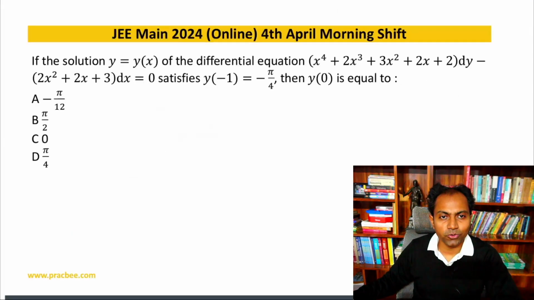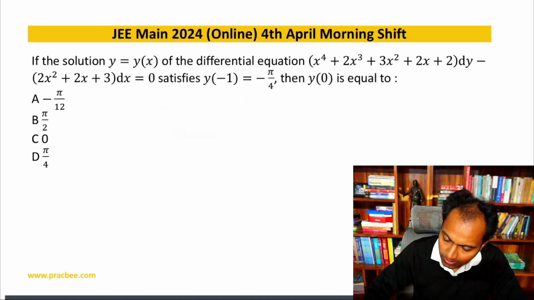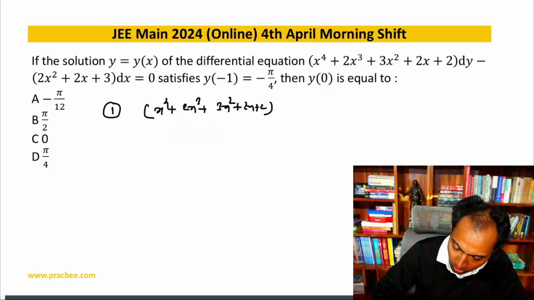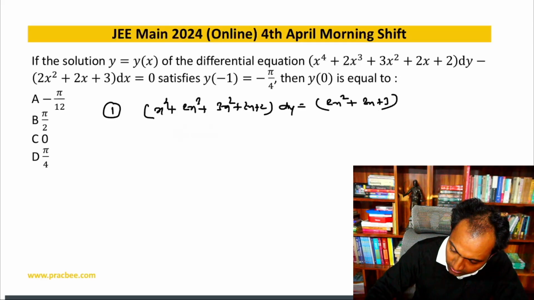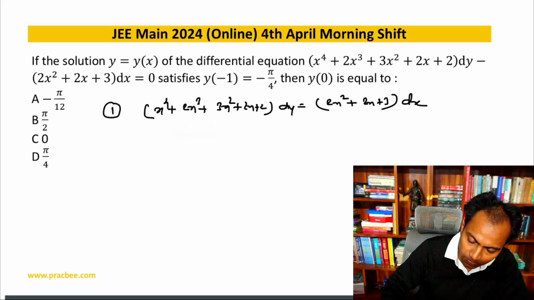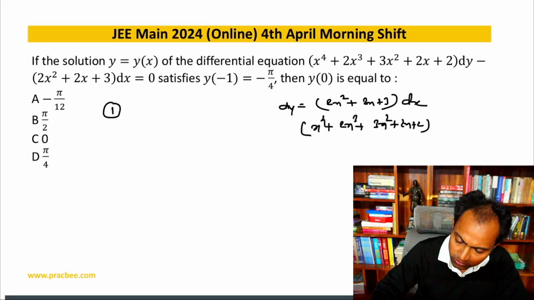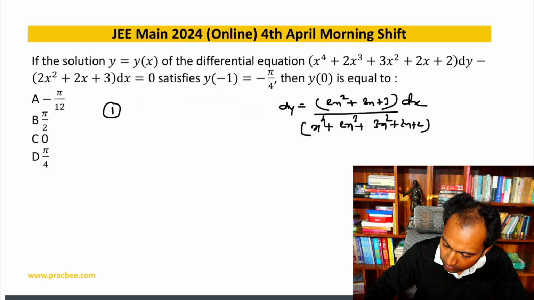If I look into this next 2024 question, this question is based on variable separable very clearly, because you can see that I can separate the variables in one line. So I can write all of this term on the left hand side, and we can take 2x square plus 2x plus 3 dx on the right hand side. Now the variable separable part is very simple. All we need to do is take this term that is on the right hand side and move it to the left hand side. And you can see that the terms are already separated.